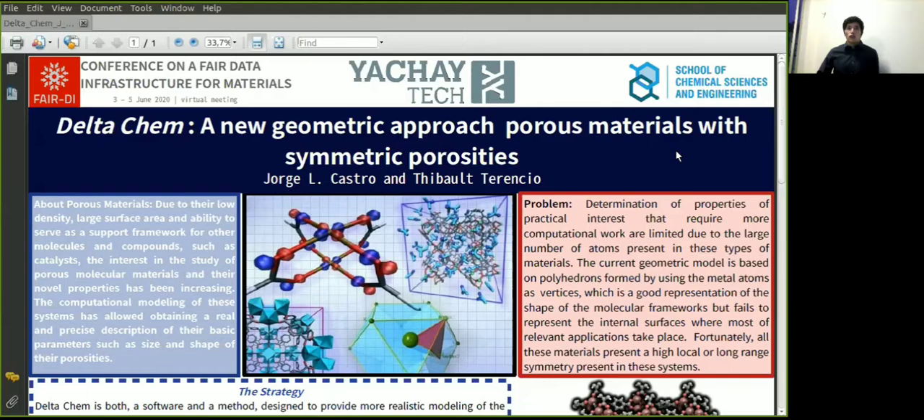In addition, the current geometric model is based on the polyhedrons that can be formed by using the metal atoms as vertices. This is a good approach for the shape of the molecular frameworks, but it fails to represent the internal surfaces where relevant applications actually take place.